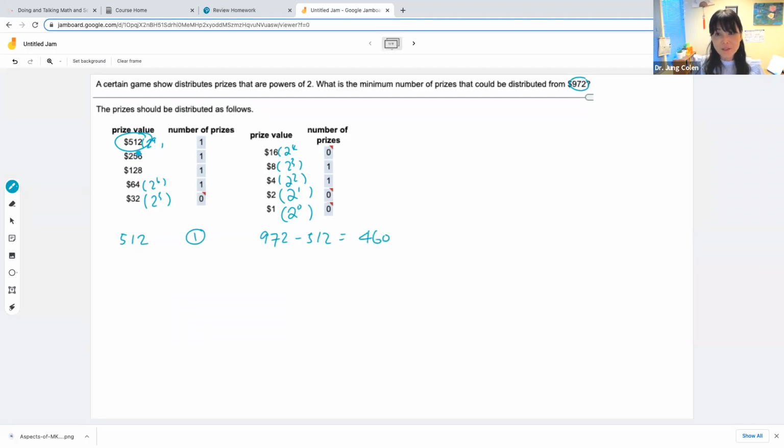So can I still give away a $256 ticket too? I have enough, right? Yeah. So I can give away one of that price from 460. If I give away $256, how much is left? 204 is left. So can I give away a $128 ticket? Yes, I can, right? I have enough. So that's what you're doing.